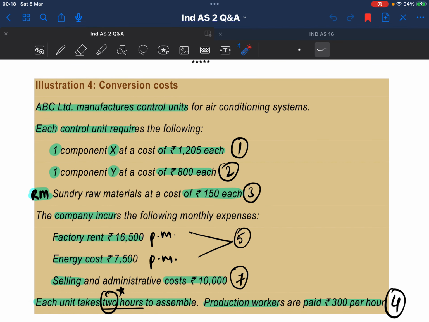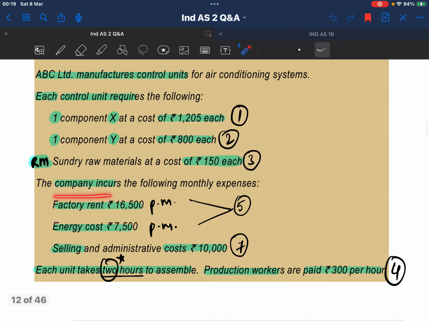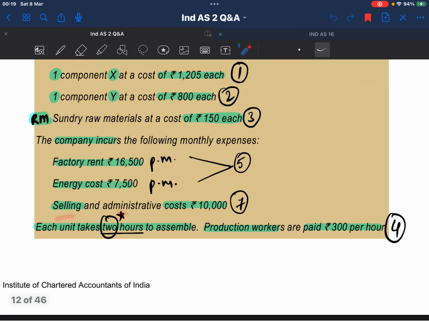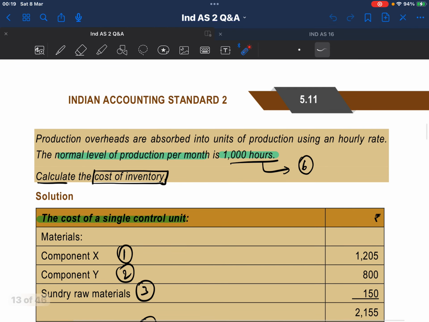Illustration 4. ABC Limited manufactures control units. Each control unit requires one component of X of rupees 1205 each, one component of Y of rupees 800 each, and raw material of rupees 150 each. The company incurs factory rent 16,500 per month, energy cost 7,500 per month, and selling and administrative expenses of rupees 10,000. Each unit takes 2 hours to assemble. Production workers are paid rupees 300 per hour. Normal level of production per month is 1000 hours.